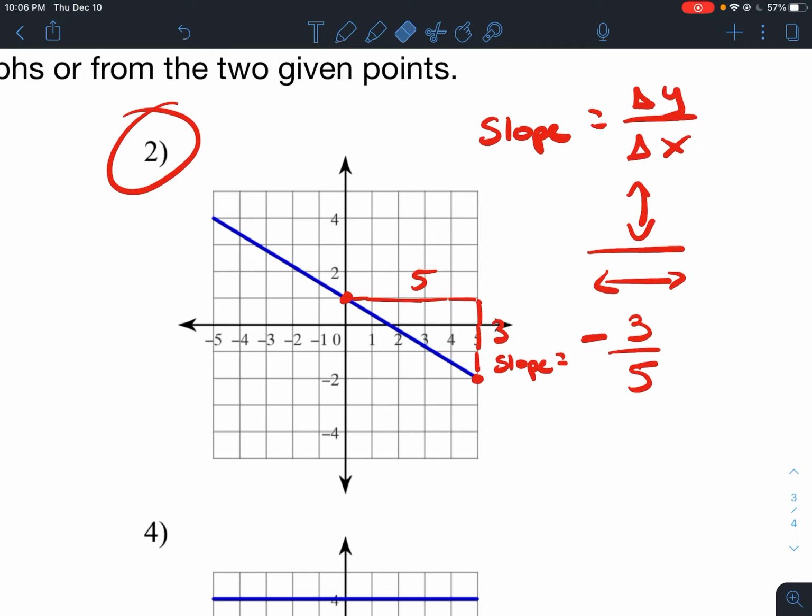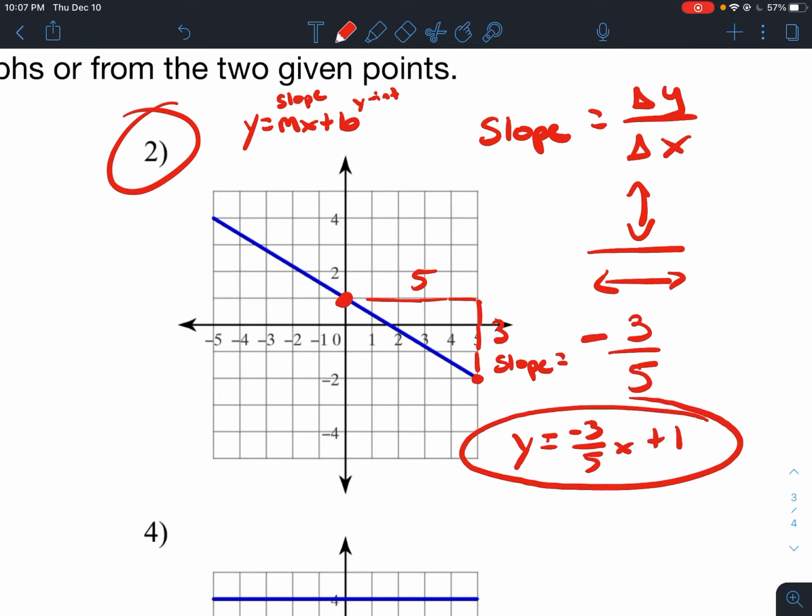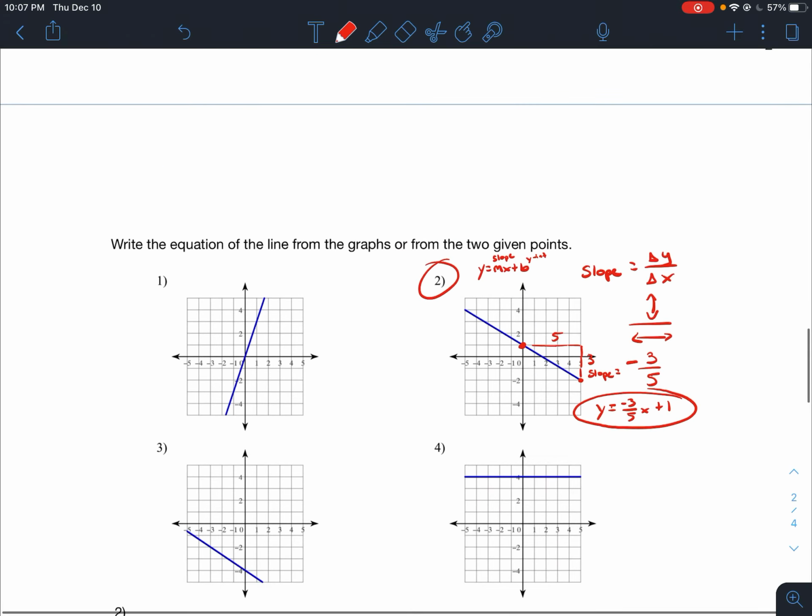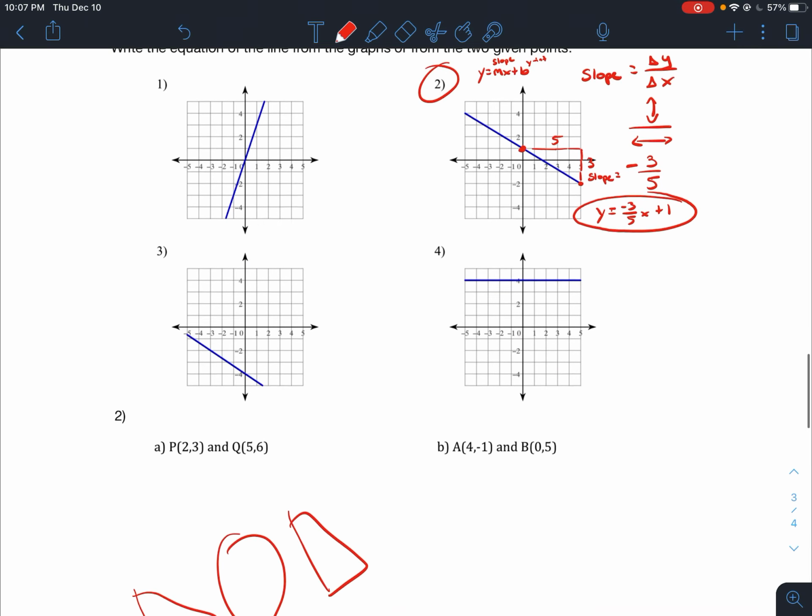Now, since I have my graph, this is kind of nice and easy. I can just plug into y equals mx plus b. All right, and my m is my slope, and my b is my y-intercept. So I'm going to say y equals, and then my slope, which is negative 3/5, and my y-intercept here is actually 1. So I'm going to say y equals negative 3/5 x plus 1. All right, so that's that one.